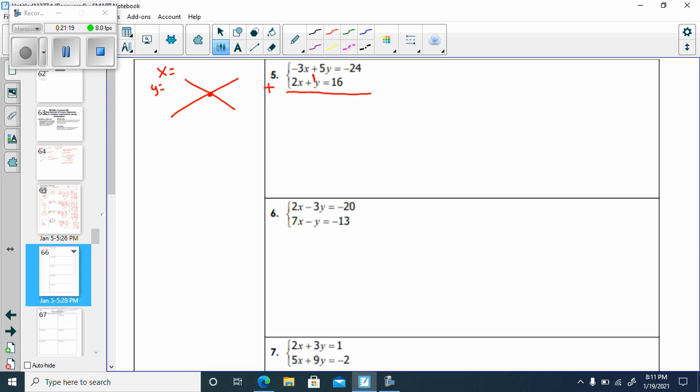But we know there's a 1 here. It's understood. Can't I multiply this 1 by negative 5? So I have a positive 5y plus a negative 5y. Let's multiply everything on the bottom by negative 5. Negative 3x plus 5y equals negative 24. Negative 5 times 2 is negative 10. Now remember, we're adding these. Negative 10x. Negative 5 times positive 1 is negative 5. Negative 5 times 16.